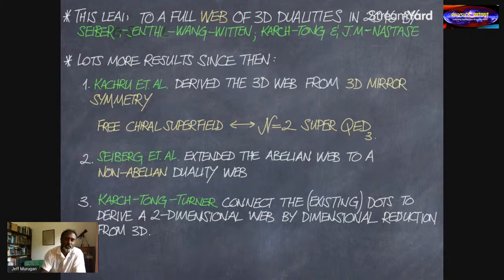And then the third point I'd like to make has to do with a dimensional reduction from 3 dimensions to 2 dimensions, so one space, one time, that was written down by Karch and Tong and David Tong's student Carl Turner. And Karch, Tong, and Turner actually did a great service for the community in the sense that for a long time already, there were dualities known in 2 dimensions, in 1+1 dimensions, one of which I've already mentioned, the massive Thirring model sine-Gordon duality.